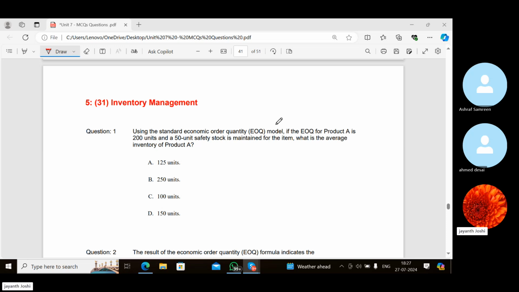Using the standard EOQ model, if EOQ for a product is 200 units and a 50 unit safety stock is maintained for the item, what is the average inventory of product A?